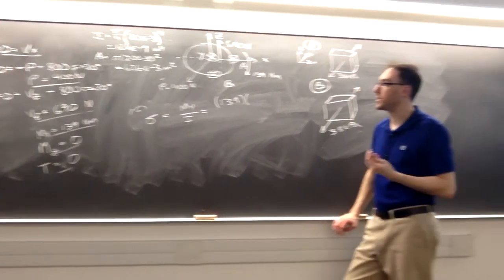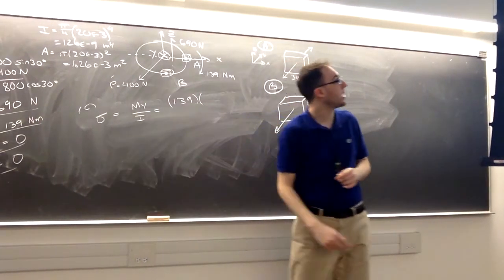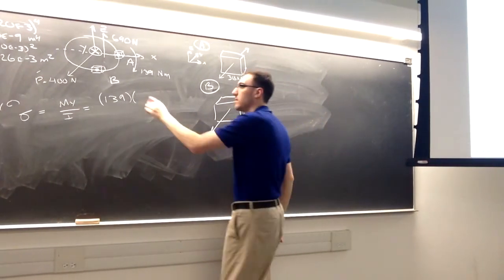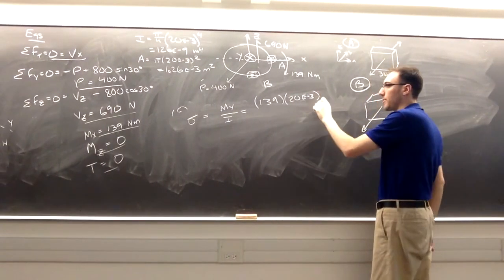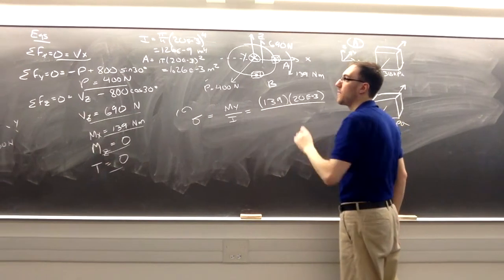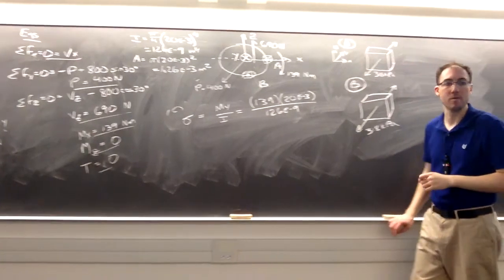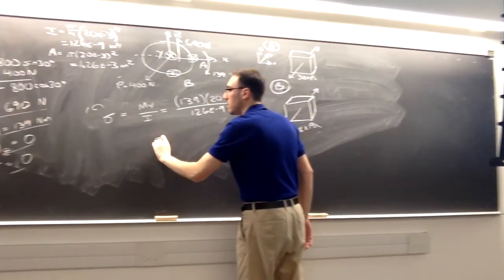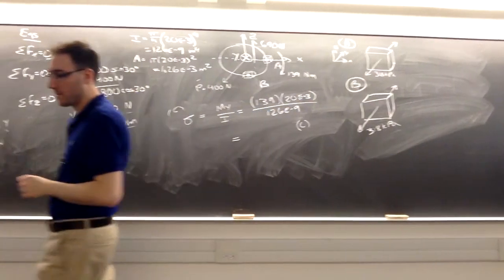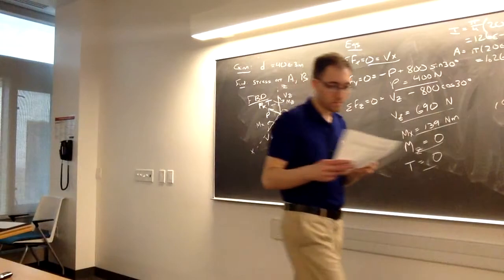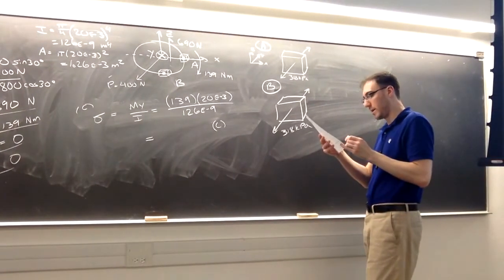y is just our distance from the neutral axis that we're bending about. In that case, we are located 20 millimeters away from that, or 20 times 10 to the negative third meters. And the value of I we already calculated, 126 times 10 to the negative 9 meters to the fourth. So we get, again, a compressive stress on B with a value of 22.1 megapascals.